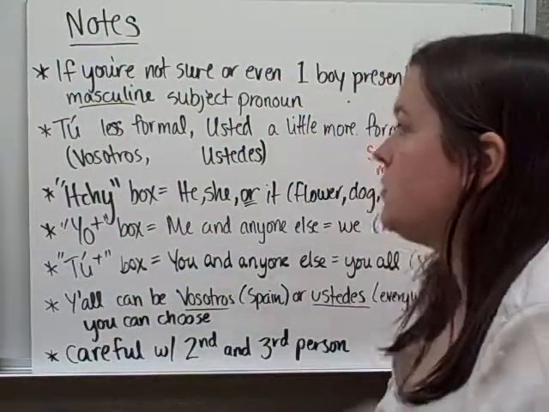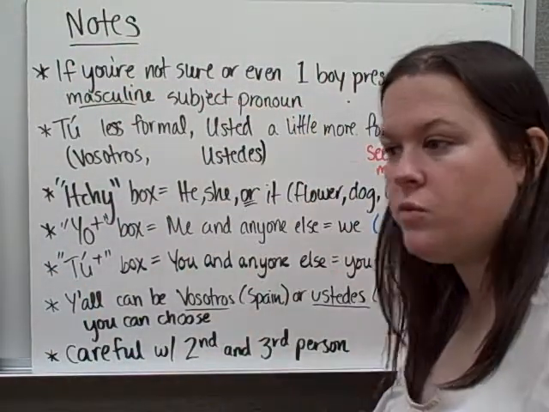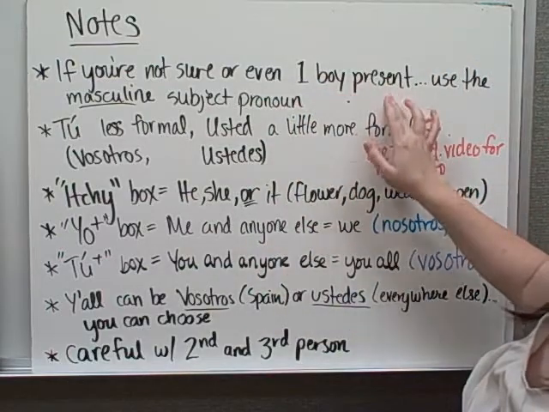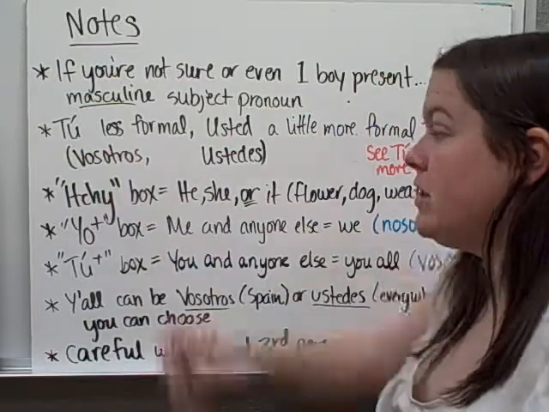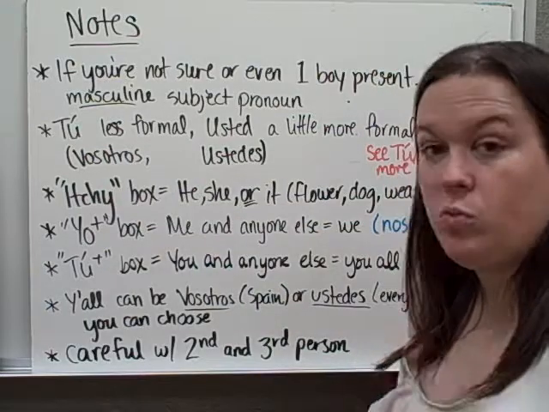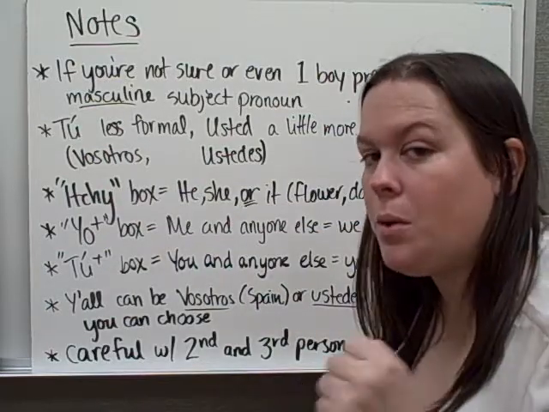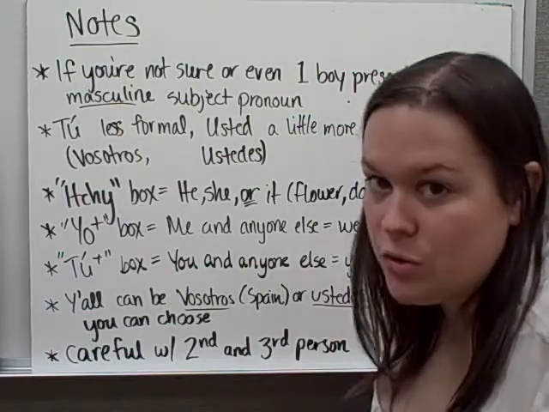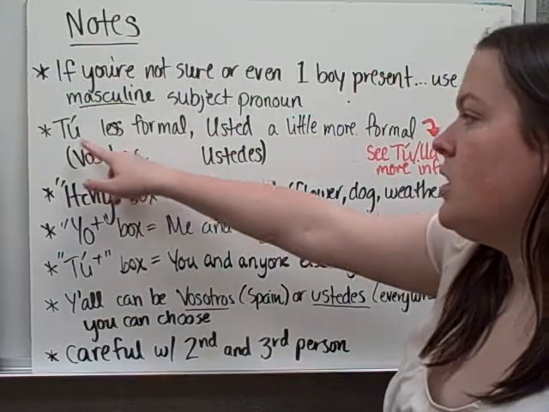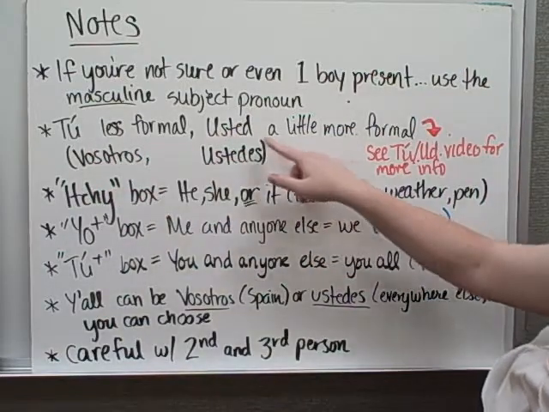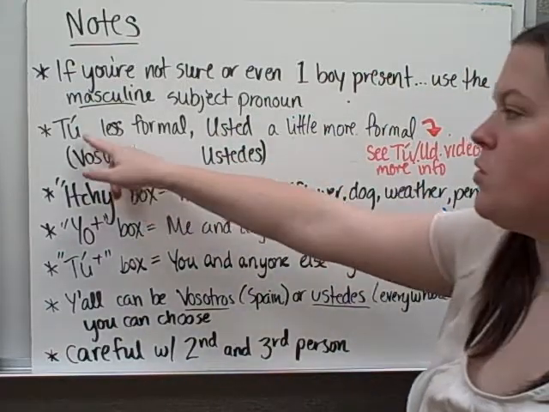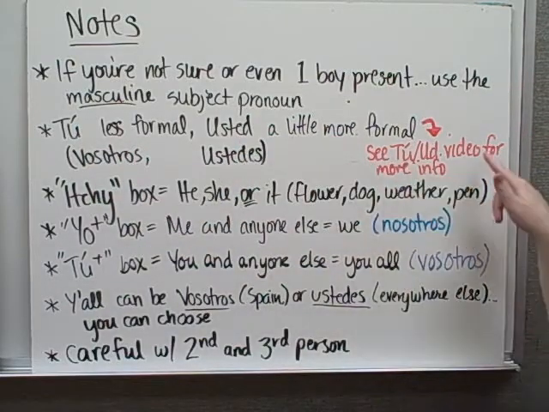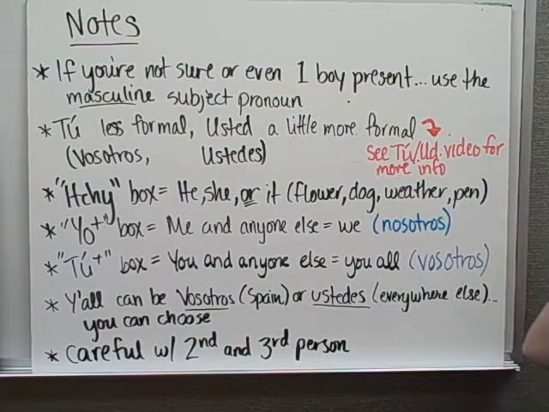Some additional notes. If you're not sure whether they're boys or girls in the group, or if there's even one boy present, as we talked about, use the masculine subject pronoun. So if it's a group of us and we're saying we, and there's even one boy, even though we may all be girls, that one boy makes it nosotros instead of nosotras. Tú is a little less formal. Usted is a little more formal. Same for the plurals, vosotros and ustedes. You want more information on that? See the tú and usted video.